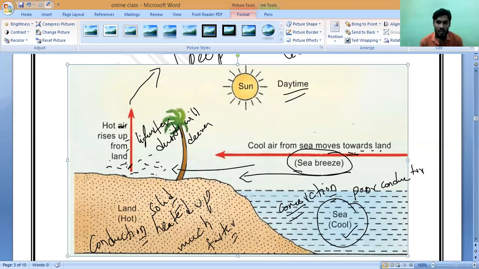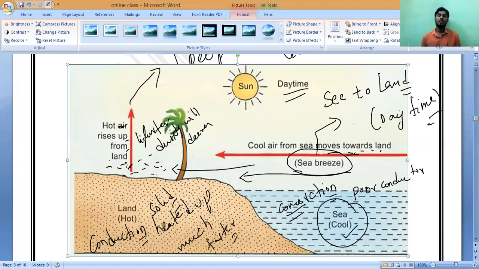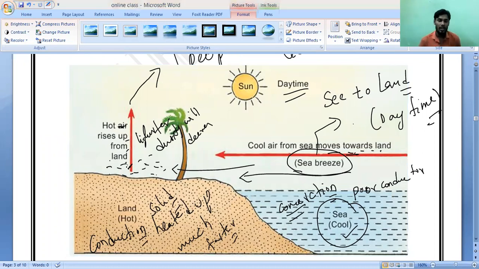Do you understand? Sea breeze means blowing from sea to land. It will take place in daytime. This is what we should call sea breeze. All of you should remember. Hari, what is the meaning of sea breeze? Cool air blowing from sea to land is called sea breeze, which takes place during daytime.